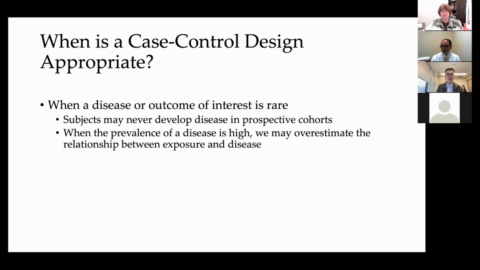So when is it appropriate to use a case control design? These studies are very useful when the disease or outcome of interest is very rare. If we were to do a prospective cohort for a rare disease, some of the subjects in that cohort may never develop that disease. And alternatively, when the prevalence is extremely high, then you may overestimate the relationship between an exposure and a disease, because with high prevalence, there comes the high chance of exposure to a variety of factors.